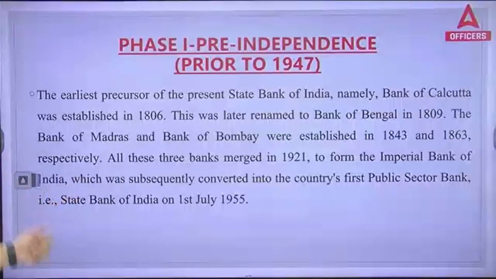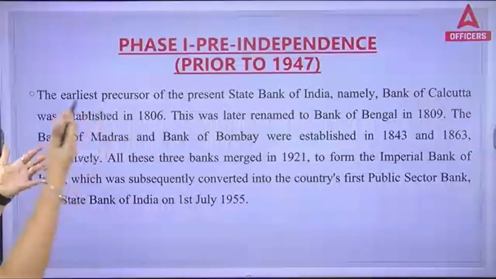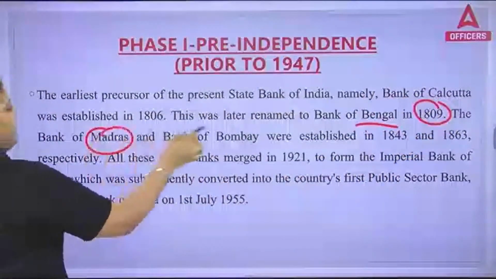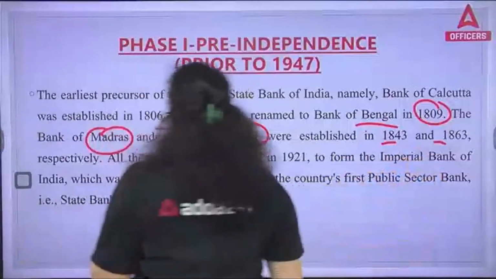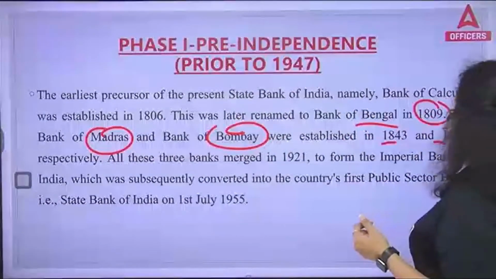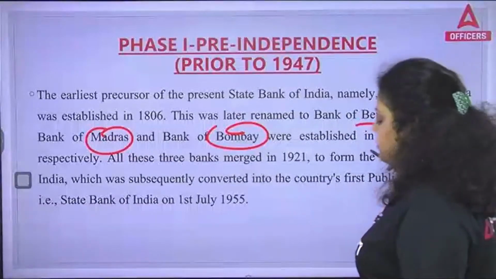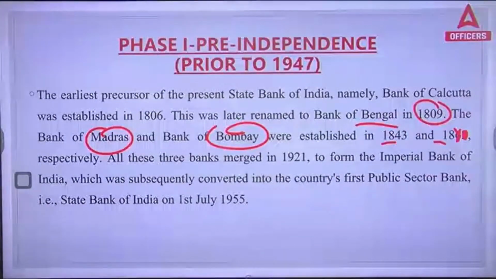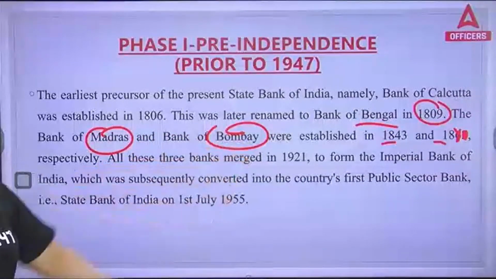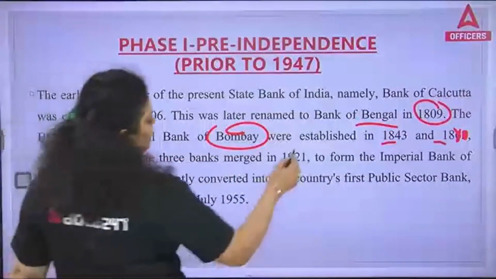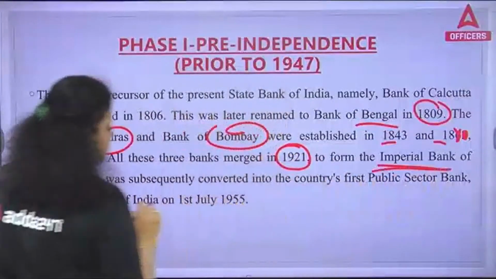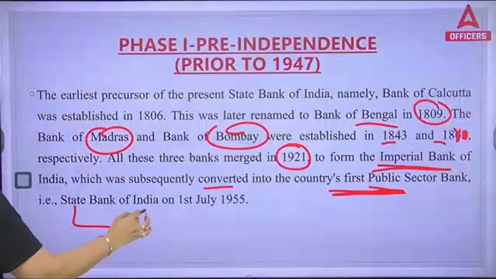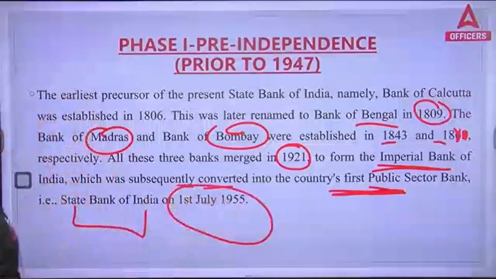So this is what it is saying here, that the Bank of Calcutta was there in 1806. It was renamed as Bank of Bengal in 1809. Then we got Bank of Madras and Bank of Bombay. Another year is mistaken here. Bank of Bombay was established in 1840. Do remember the year. And the Bank of Madras was established in 1843. After that, all these banks were amalgamated, and in 1921 it formed the Imperial Bank of India. Then the Imperial Bank of India converted into the country's first public sector bank, named State Bank of India, on 1st of July 1955.